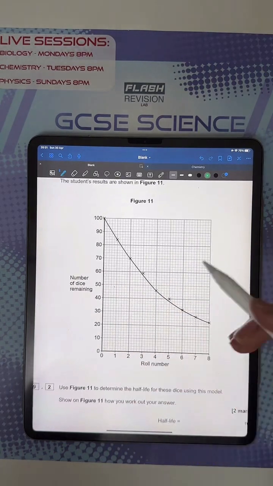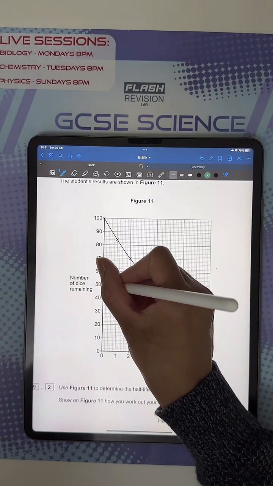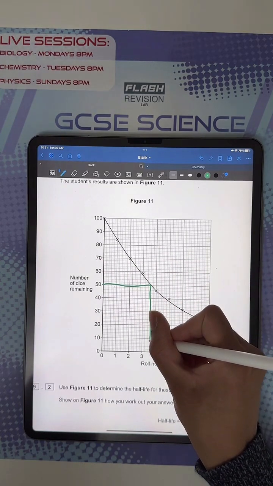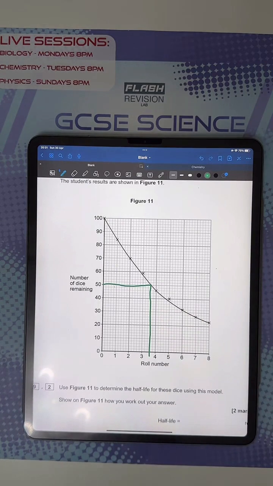Okay, back to this. So we go to 50. Same method, go across, and then go down. What does that read?